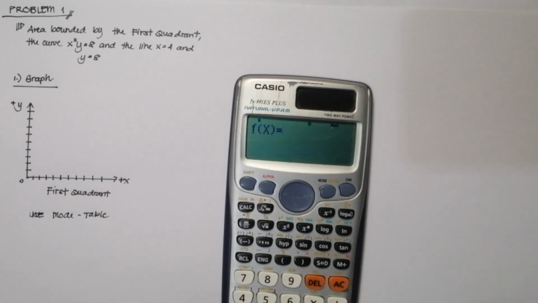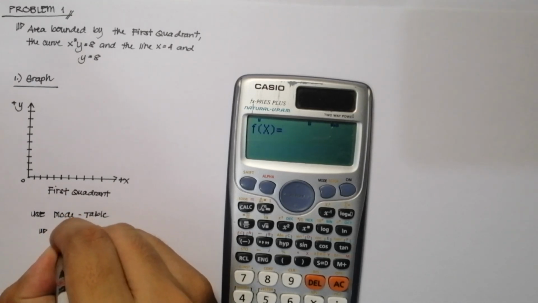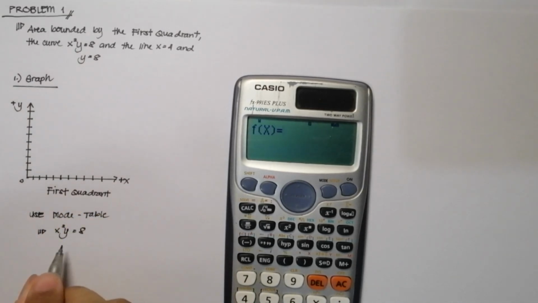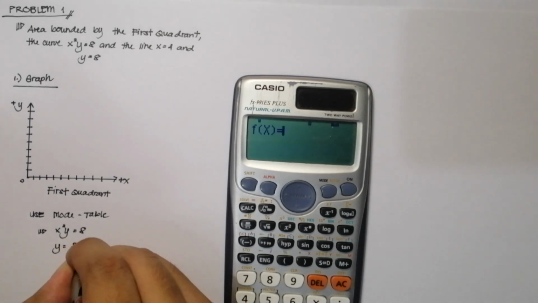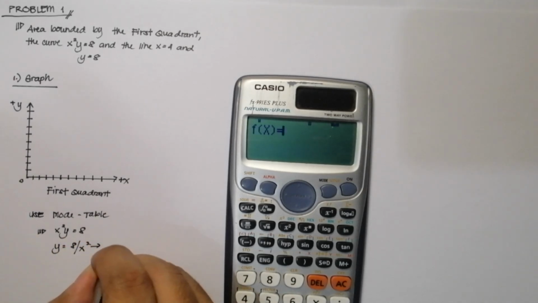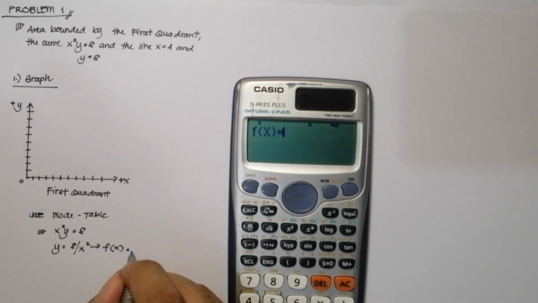So mode table, and f of x is a function of x. It means that our equation should be in the function of x. The left side should be equal to y and the right side should be equal to x. So y is equal to 8 over x squared by transposing our values. So f of x now is equal to 8 over x squared.